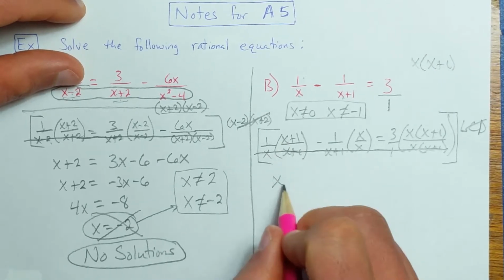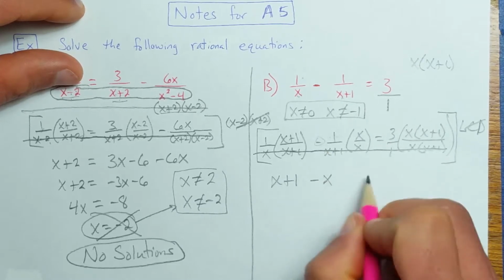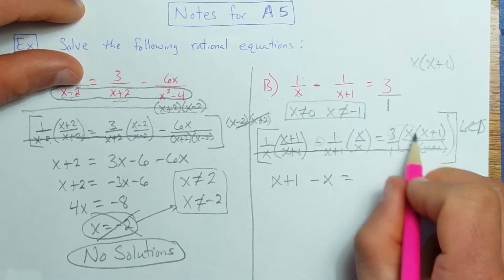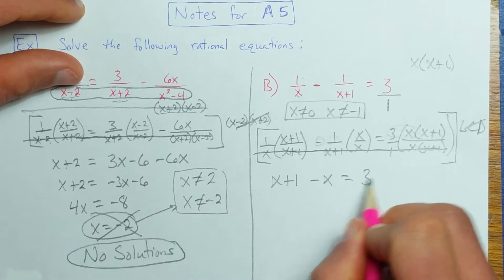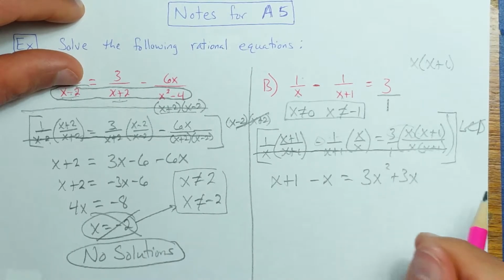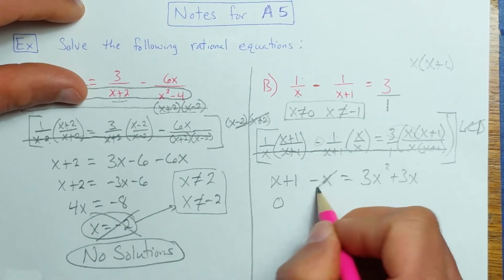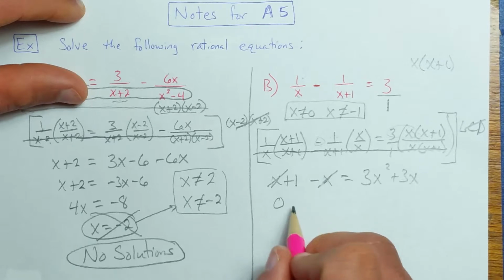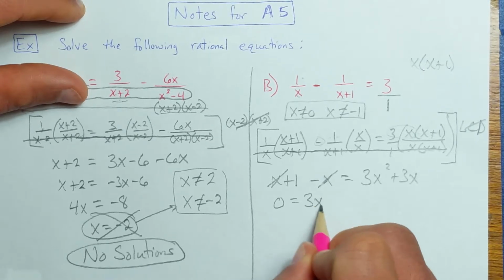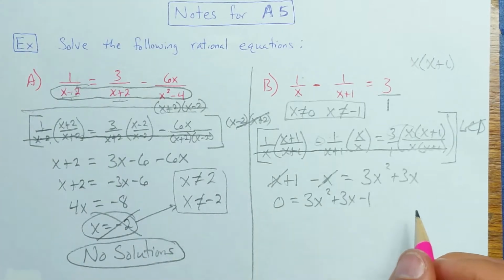Go ahead and distribute the 1 to get x plus 1. Make sure you see that that's negative, so distribute to get negative x is equal to, this is 3x times x plus 1, which would be 3x squared plus 3x. I recognize this is quadratic, so I want to set this equal to 0 and solve, so I'm going to move everything to the right side. The x's cancel themselves out. I just have to subtract 1. So I have 3x squared plus 3x minus 1.